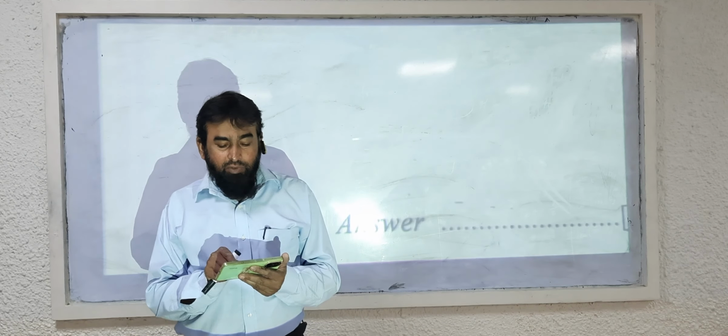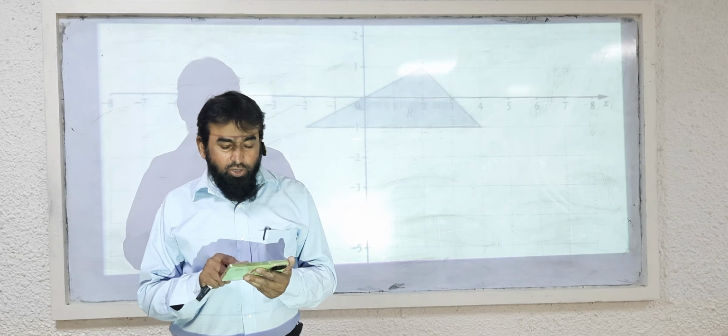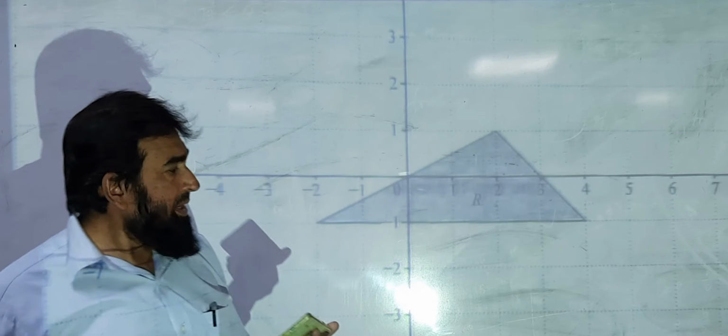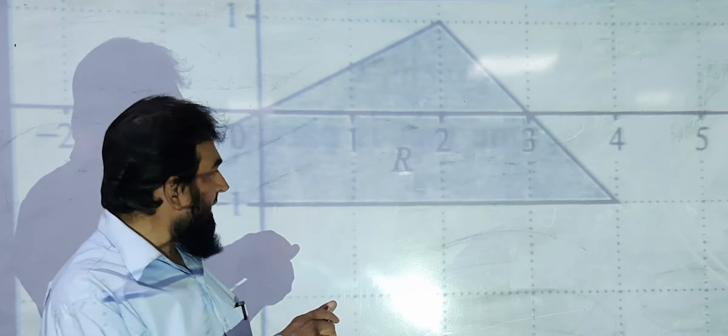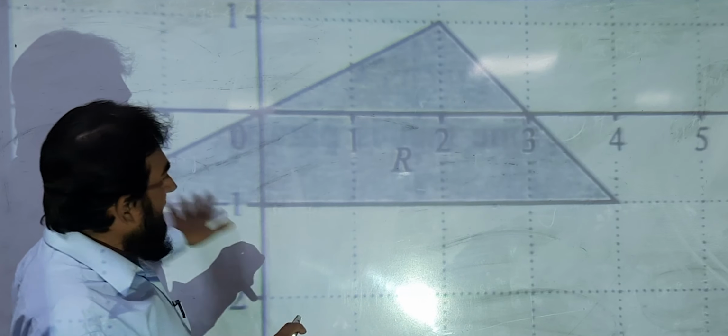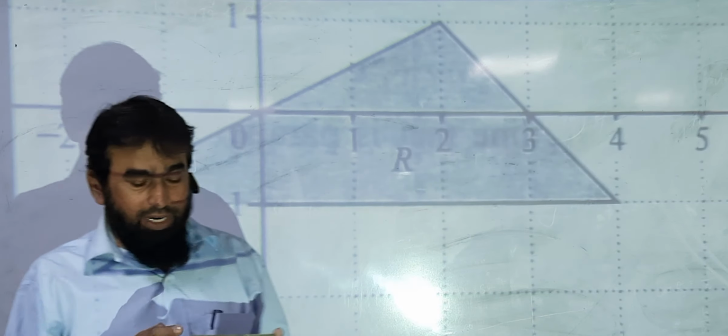Now let us see what is given in the question. In this question, you can see that this is a triangle. These are the three sides of the triangle. The triangle is shaded. He has given the name of the triangle as R. R is the name of the triangle, if you can see. So, this triangle is made up of three sides, you know that.